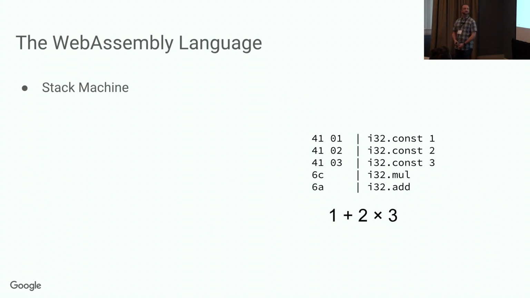I mentioned it's a stack machine, so here's an example of the actual bytes that you would put on the wire to encode that math expression. You push 1, 2, and 3 onto the stack, you multiply 2 and 3, and then you add 1 to it, so it respects order of operations and all that.